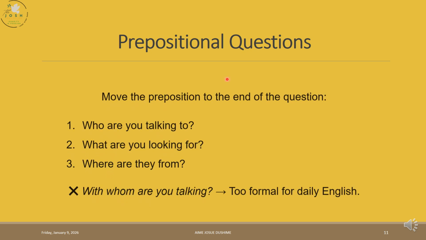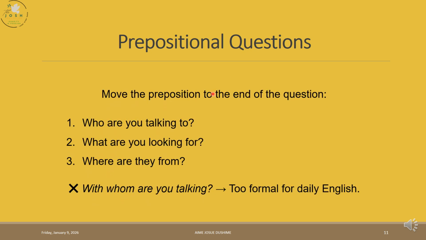Prepositional question, and in the second lesson we are going to go deeper into these three types of questions. Move the preposition to the end. In prepositional questions we put the preposition at the end. If you take a clear look here, we have the prepositions at the end. Let me highlight it so that you can clearly see it. We have a preposition here. Even here we have a preposition.